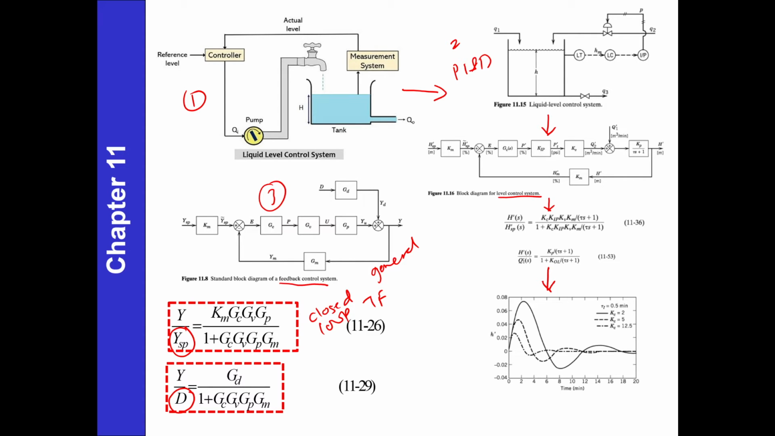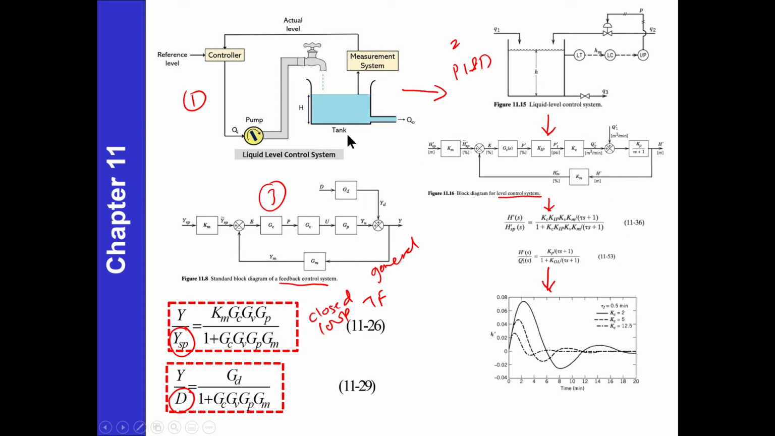I know it might sound complicated to you, but we try to go slowly. So this is a general block diagram. This is a general closed loop transfer function that applies for any closed loop system. And this one is for the specific case.